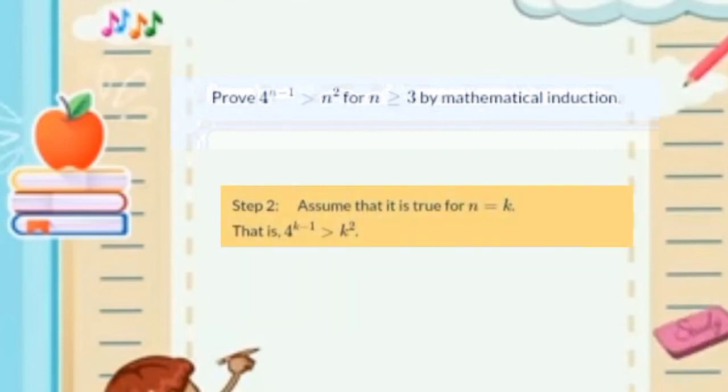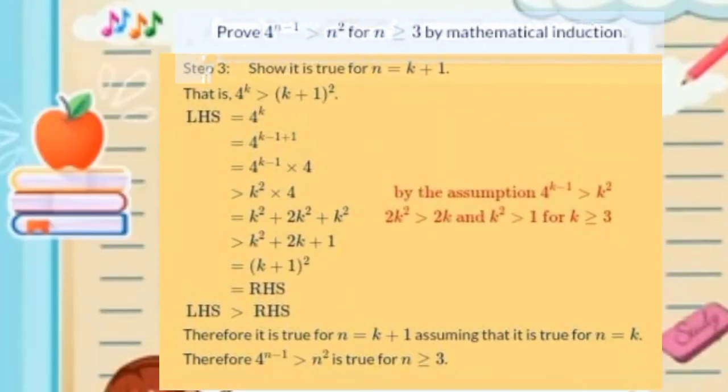Now, for the step 2 is we are going to assume that it is true for n is equal to k. That is 4 to the power of k minus 1 is greater than k squared. We substitute n into k. That's why we have 4 to the power of k minus 1 is greater than k squared. Now, for the step 3, let us show if it is true for n is equal to k plus 1.